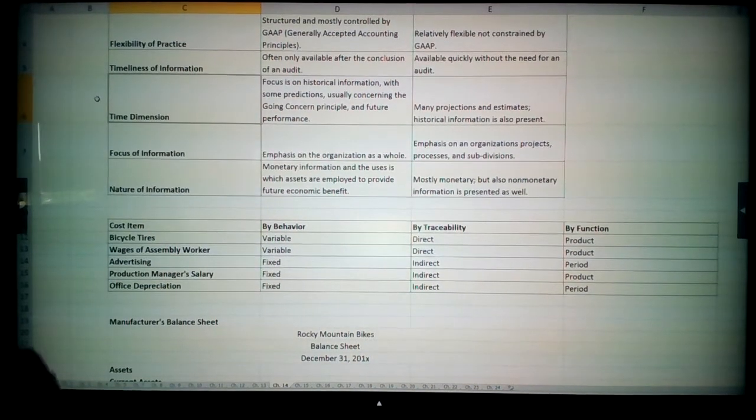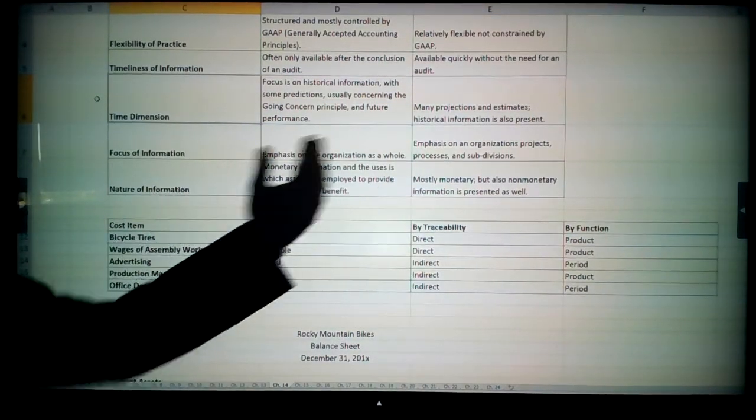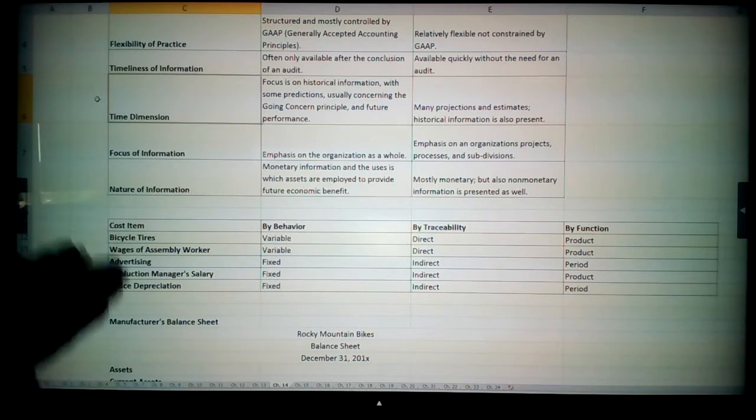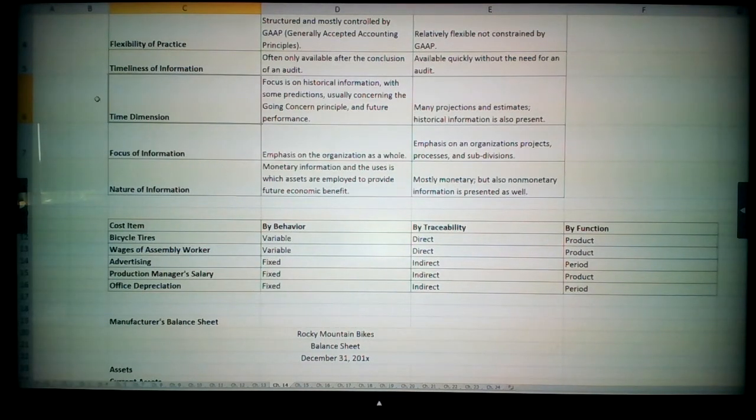The focus of the information: financial accounting is the entire organization, whereas managerial accounting may be on just this one product, this one area, this one portion of the company. I may only want to know about this one aspect of this one product. It's very limited to a specific situation.